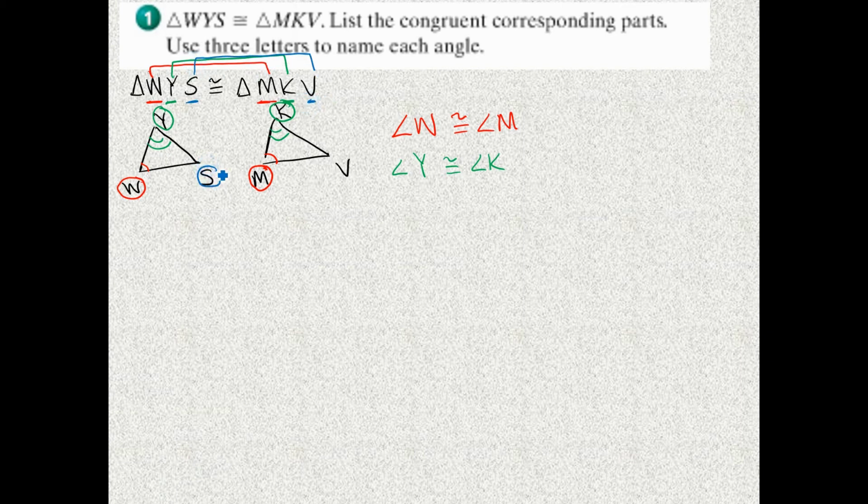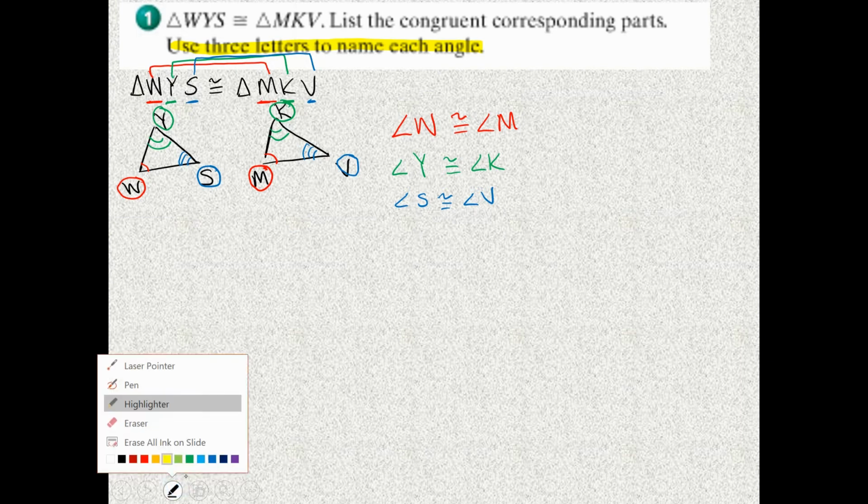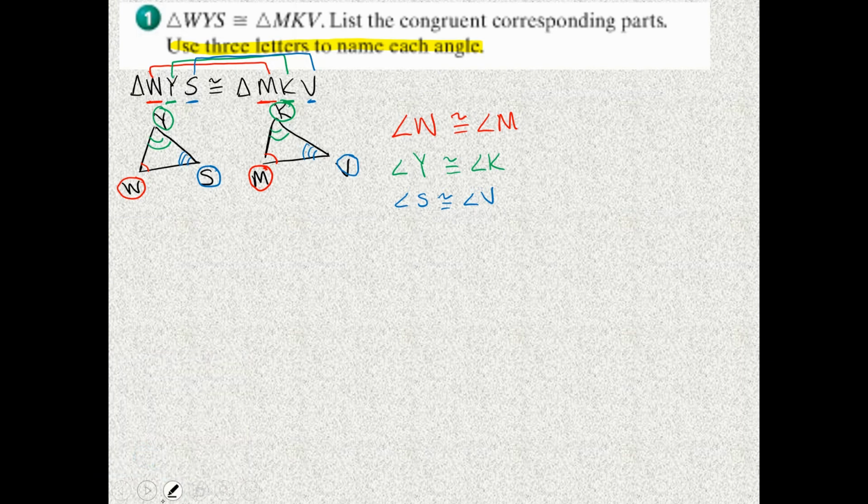So I could say that, show that S corresponds to V and mark my congruent angles. So angle S is congruent to angle V. Now, this question is a little bit different in that it specifically says use 3 letters to name each angle. So when we are doing this, if we want to use 3 letters, we're just going to rename each angle using the appropriate 3 letters.